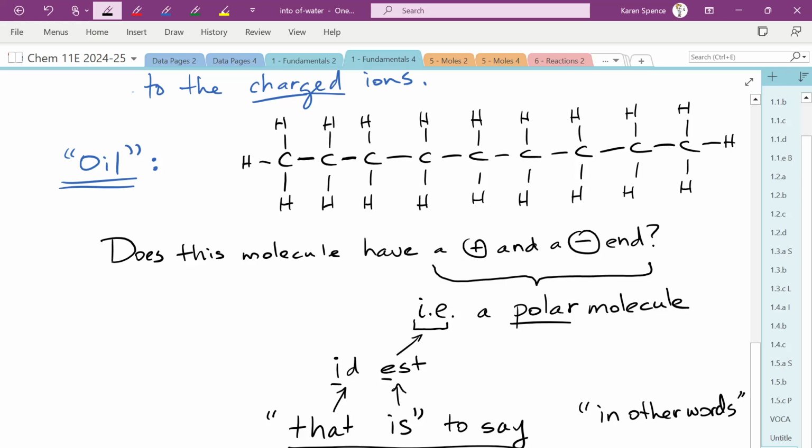So I would like you to have a little chat with your neighbor about that and decide what you think about oil. Is it a polar molecule? Does it have a positive end and a negative end, or is it non-polar? No positive end and negative end.